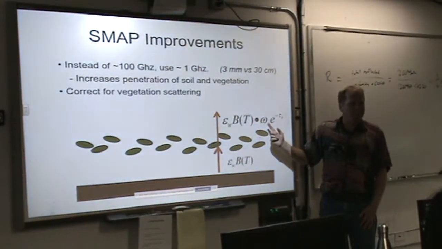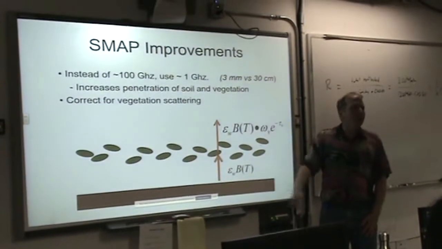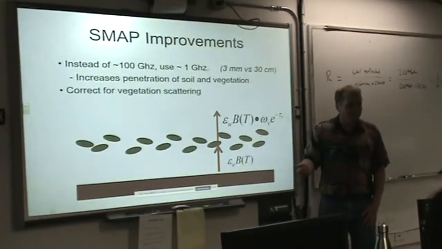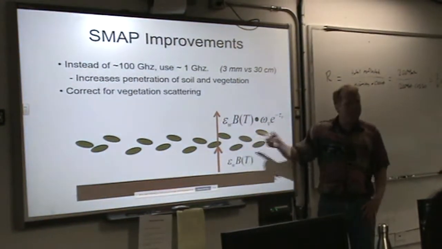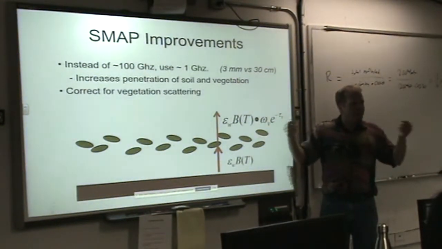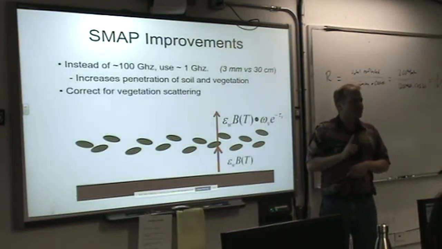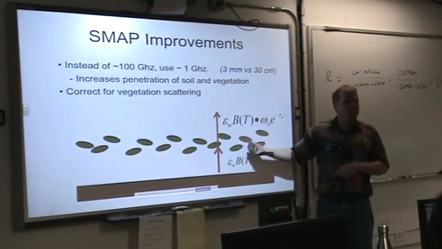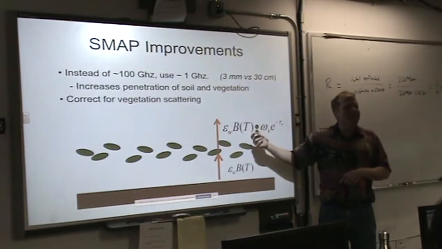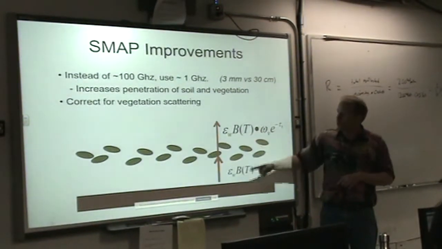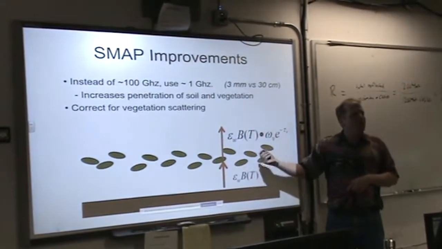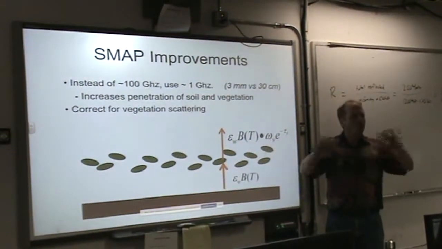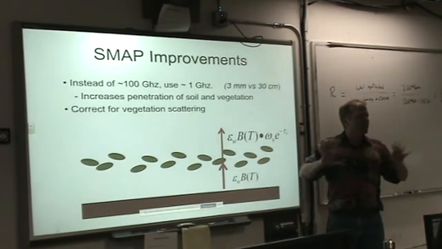Single scattering of beta. That is a fraction of interaction, which is scattering. Now you may think, wait, but don't we have absorption by the leaves? Because the leaves have water and the leaves are going to absorb. Yes. But the leaves absorb and then they re-emit at the same temperature. We're assuming the ground temperature and the leaf temperature is the same. So the leaf will absorb and then re-emit, so you can ignore the absorption.